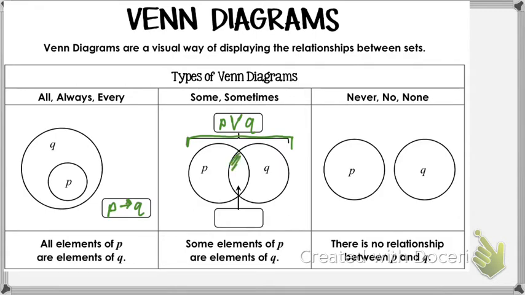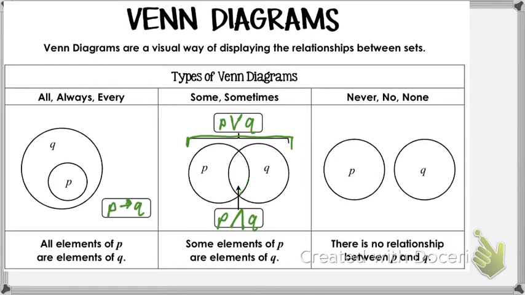Whereas just this sliver in the middle where they both overlap would be where P and Q are at. Remember, this looks like an A, it's our and, A for and. So this is where the overlap, where they both exist. So some elements of P are elements of Q. Might be a way you would hear that with the word some. So some of this are also elements of this, so some of both.